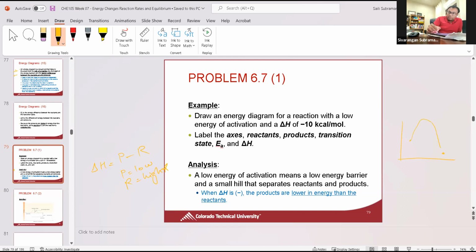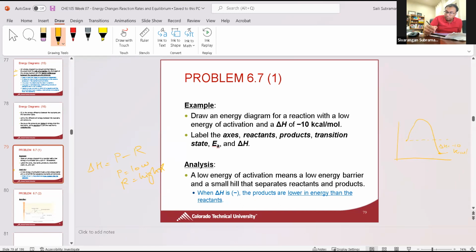So you kind of do this, okay? So this is delta H, and just label this as negative 10 kilocalories per mole. And then this is your energy of activation. They have not given you a value, but they're saying that it is low. So it's again a very relative thing, right? So what I would do is redraw this, right? So this implies that EA is low and delta H is negative 10 kilocalories per mole.